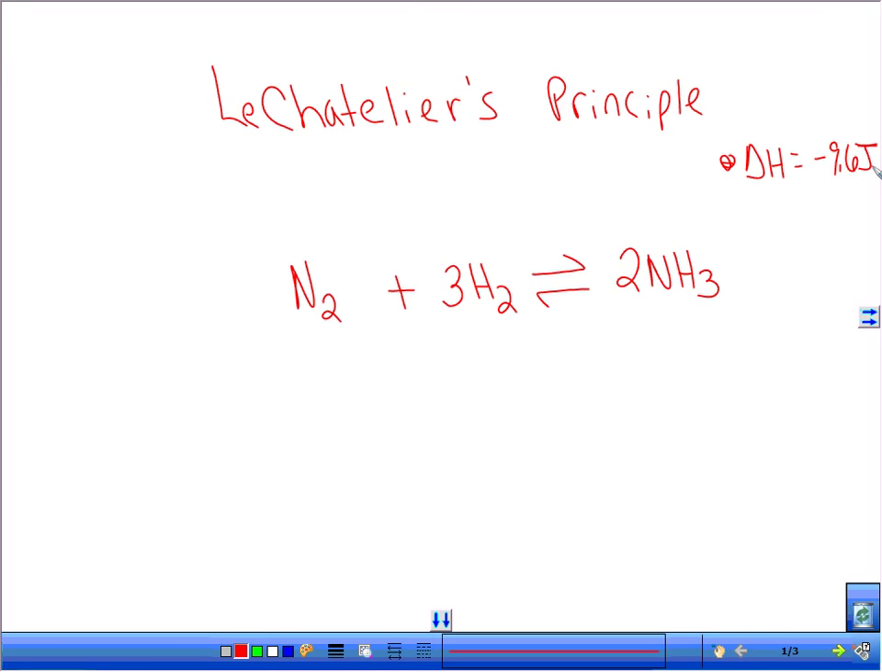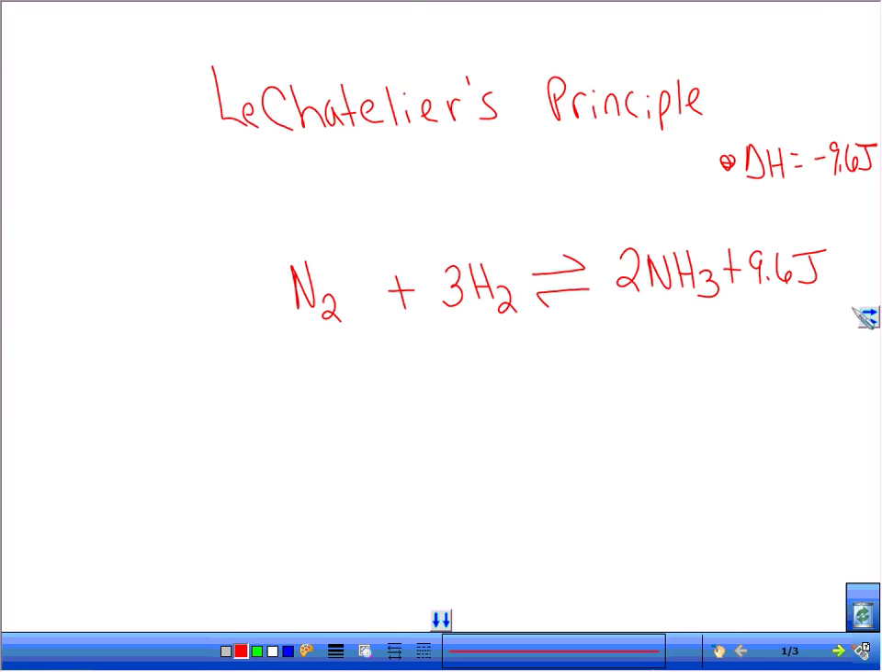So would this be endothermic or exothermic? Hopefully you are saying this is exothermic because it's negative. So if I were going to write it into the equation, I would put it on the reactant side or the product side. You would put it on the product side because the heat is being given out, so I'm going to put it right here.